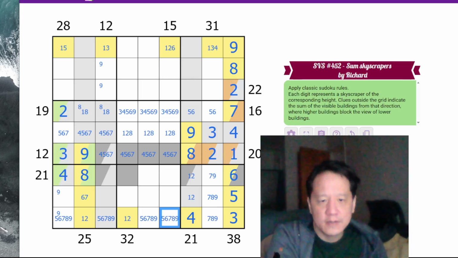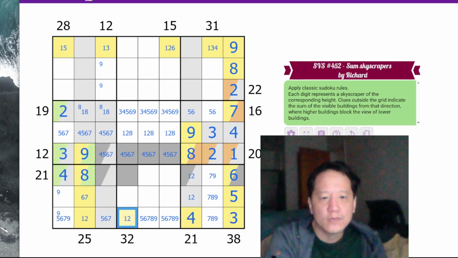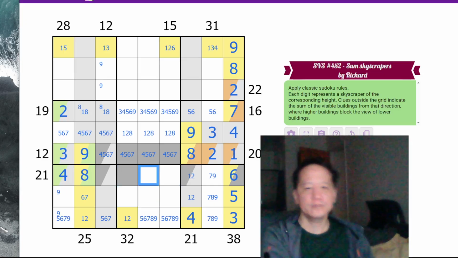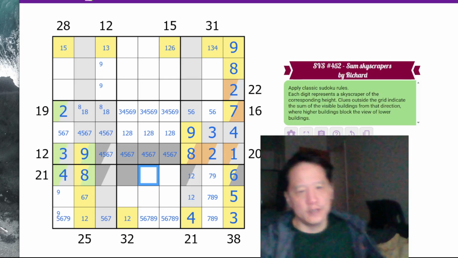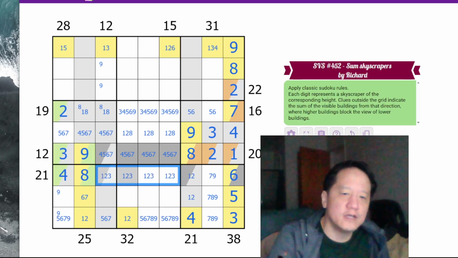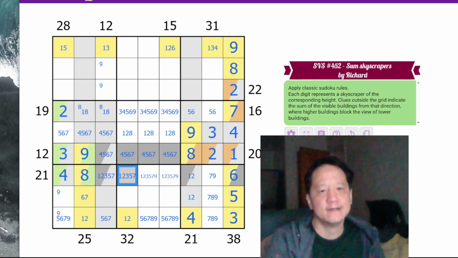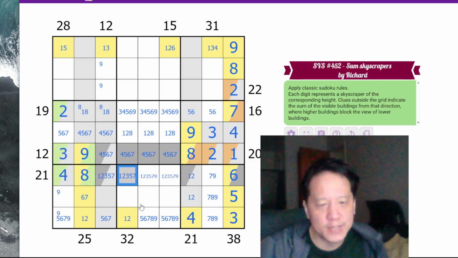Okay. And this cannot be 8 here. 9 cannot be here because of 9 in the column. Yeah, that's all we have, really. Remaining digits in row 7 are 1, 2, 3, 5, 7, 9. Okay, 9 cannot be here, 9 cannot be here. Because of the way that these work.